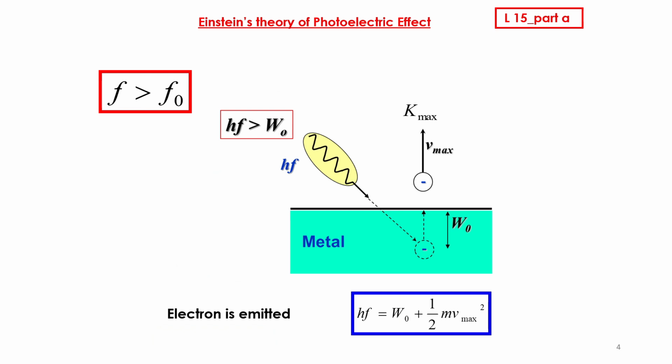This is the case if the frequency is larger than the threshold frequency. The frequency comes from the energy of the photon, and it is larger than the threshold frequency. So the electron will be emitted from the surface and then accelerate to the collector. In this case, where the frequency of the photon is larger than the threshold frequency, the electron will be emitted, and the equation is hf is equal to the work function plus half mv squared.